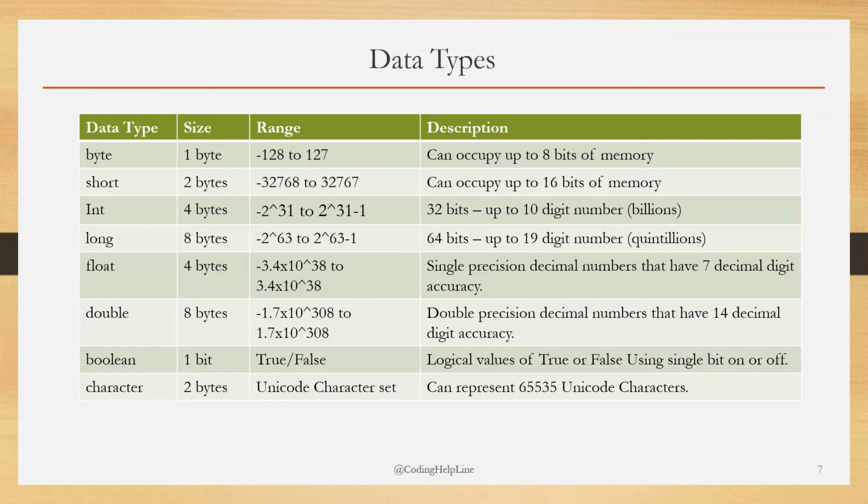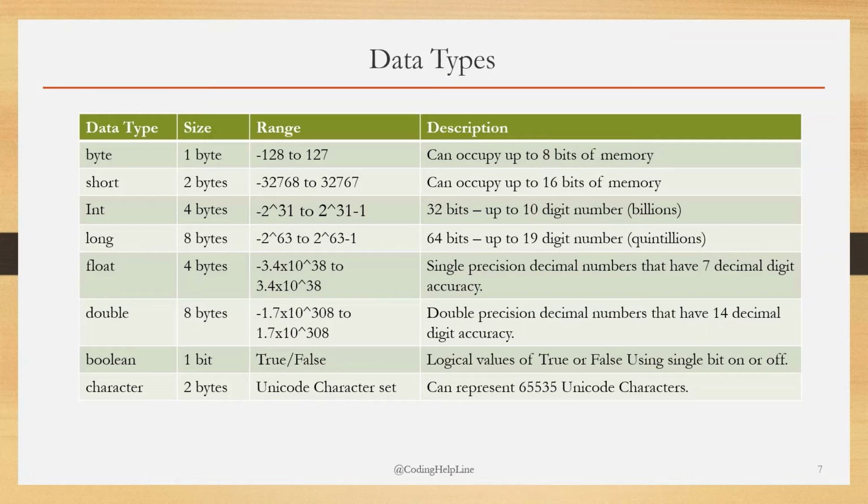Long. Long is the biggest whole number or integer data type that occupies 8 bytes, and this is the range of this data type. It can hold up to 64 bits, that is a 19 digit number, a quintillion. You can store up to a quintillion in the long data type, that is almost 19 digits.